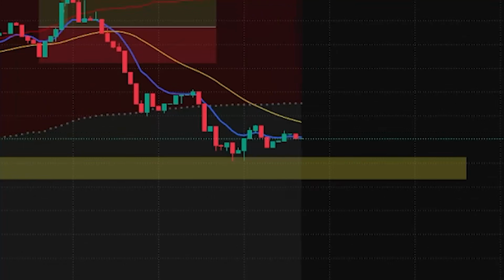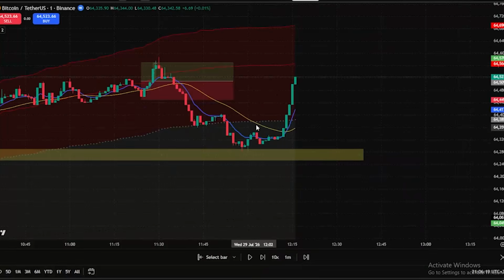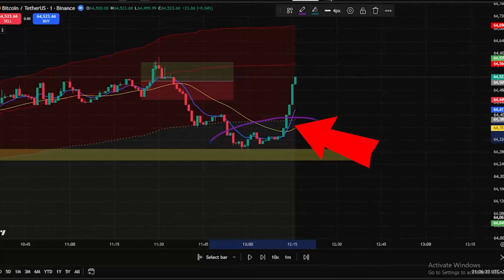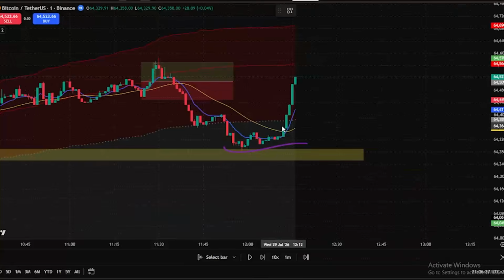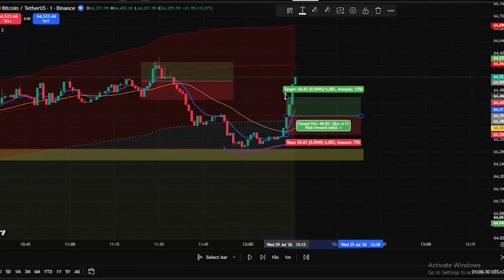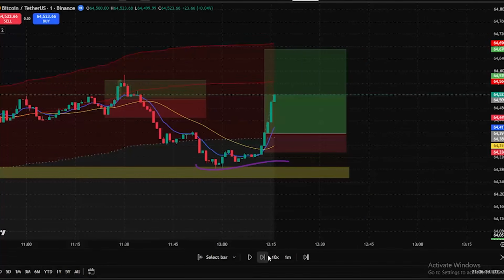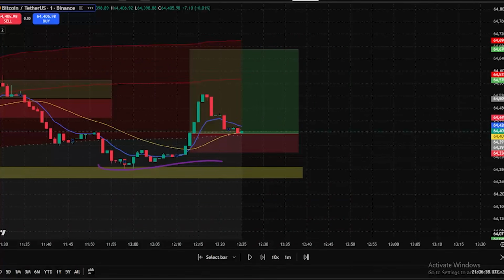Here is the setup. Bitcoin is trading above VWAP, showing that the average market price is supporting the buyers. The EMA is also moving upward, confirming that short-term momentum is still positive. But before entering this trade, we don't ask only one question. Is this a good setup? We also ask, how much should I risk on this setup? This is where professional risk management starts.